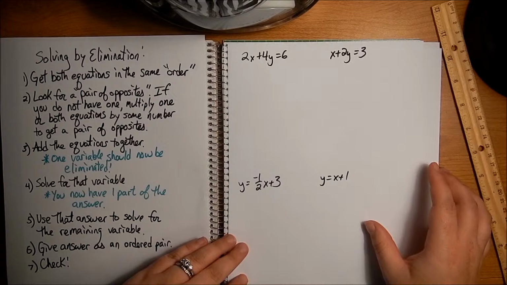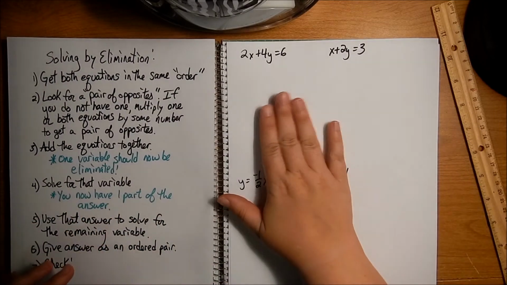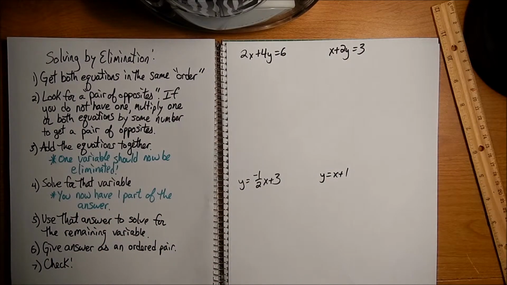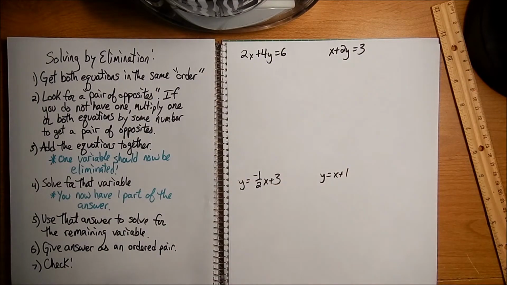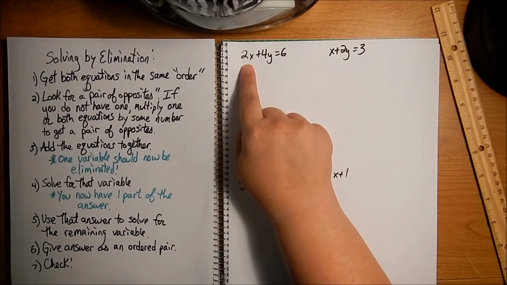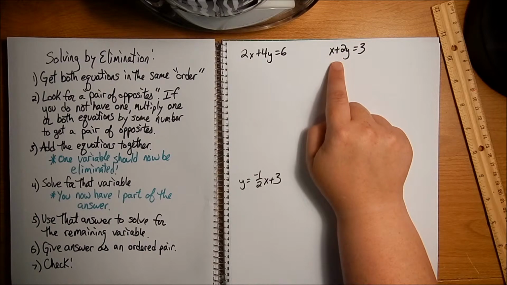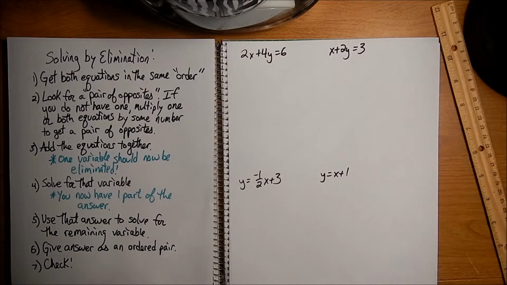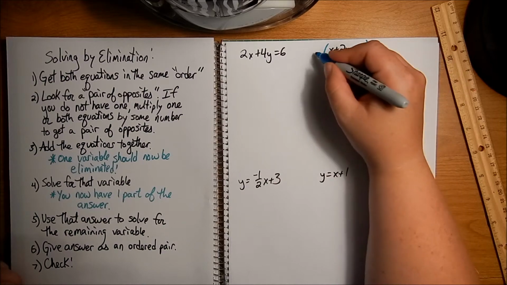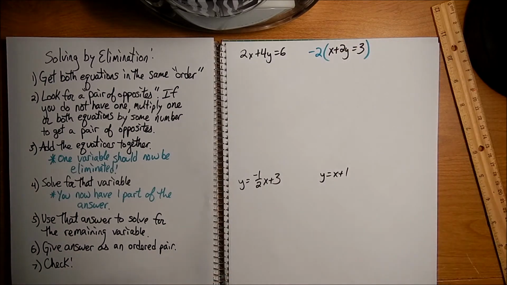Let's see. Alright, so solving by elimination, I have 2x plus 4y equals 6, and x plus 2y equals 3. So, yep, they're in the same order. That's good. Let's try and get a pair of opposites. Here's a 2x and here's an x. If I just multiply this by a negative 2, I'll get that pair of opposites. Is it any easier with the y's? Nope, it's about the same. I'd have to multiply anyway. So let's just multiply this by a negative 2 and see how that works out for us.